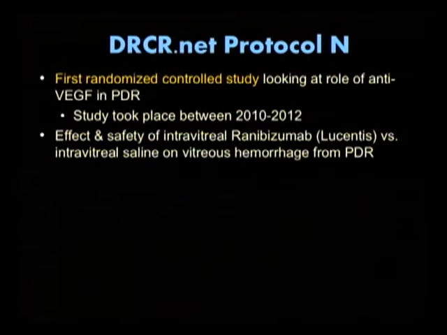The study that I was alluding to is termed DRCR-NET Protocol N. It's the first randomized controlled study that looked at the role of anti-VEGF in PDR. This study took place between 2010 and 2012, and it looked at both the effect and safety of intravitreal ranibizumab, or Lucentis, which is a commonly used anti-VEGF drug that is injected into the cavity of the eye. So it compared the effect and safety of this medicine with injected saline on vitreous hemorrhage from proliferative diabetic retinopathy.